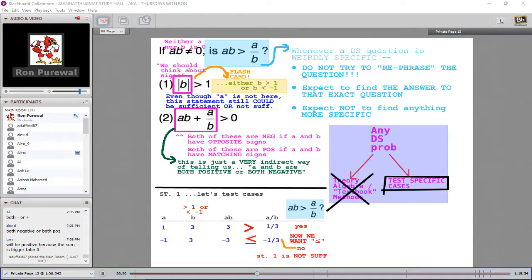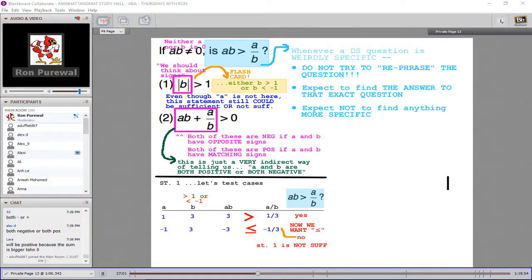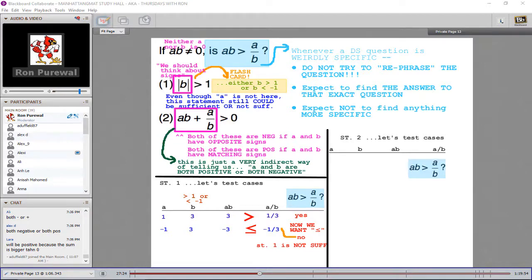Okay, but that's all we know, right? Other than that, we don't know the values of those. Let's get rid of this thing over here. So let's test some cases for statement 2. Same kind of thing, and we're asking the same question about it too. So is AB greater than A over B?